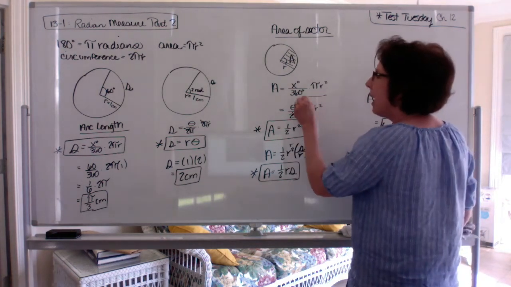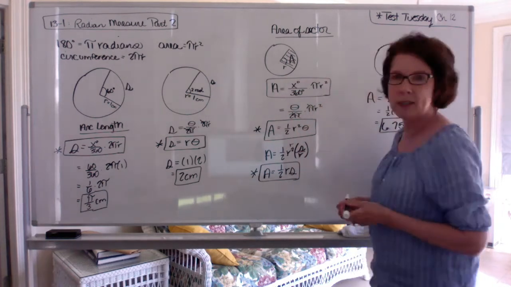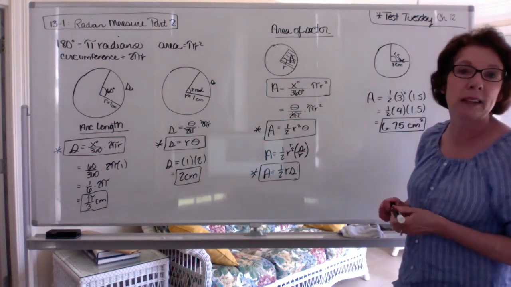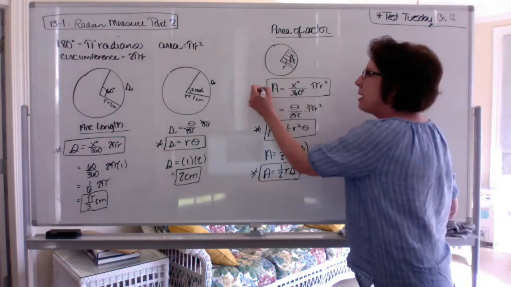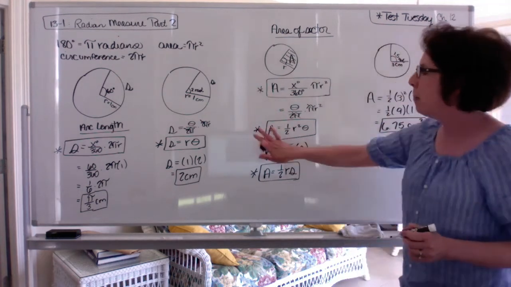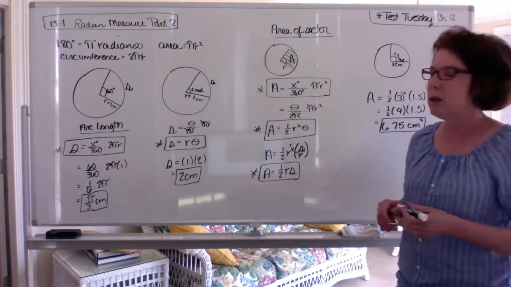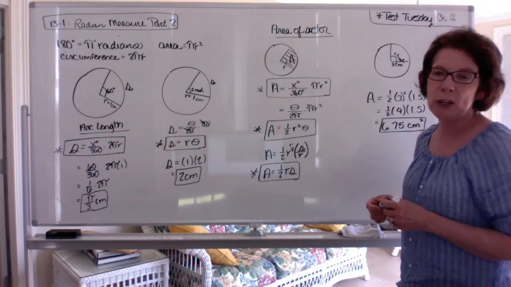And I'm going to go ahead and box this too, if you come across a word problem that has to do with degrees instead of radians. This is my degree formula for area of a sector. Both of these are used for the area of a sector when you have radians.